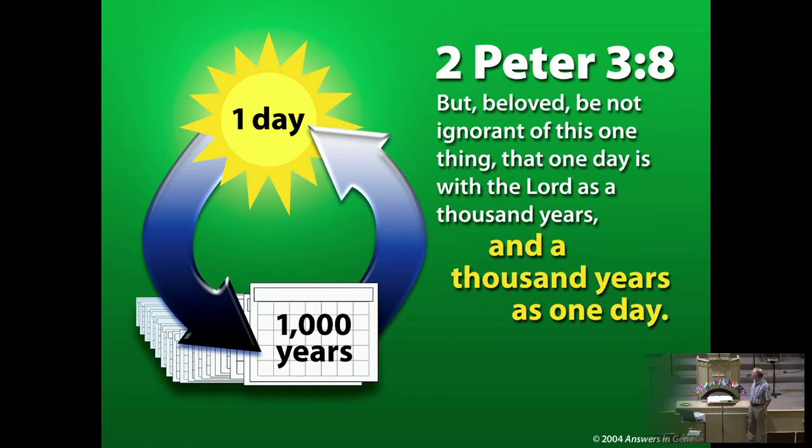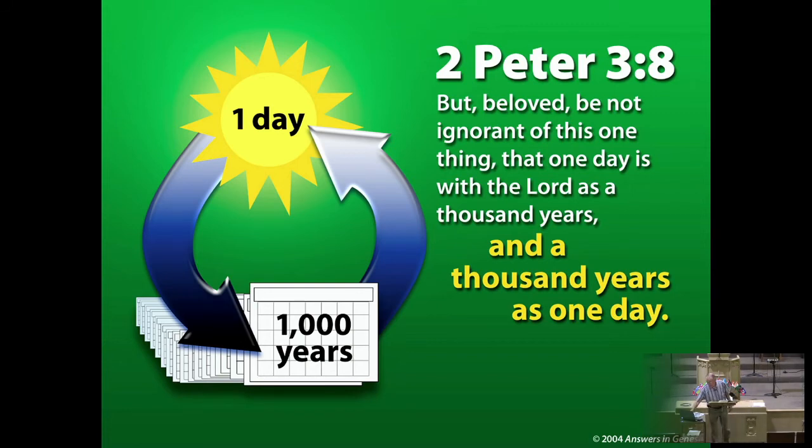But beloved, be not ignorant of this one thing, that one day with the Lord is as 1,000 years, and what? And 1,000 years is as one day. Why don't we do the same with the other? In other words, is Peter giving a definition of how long a day is? What is Peter saying there? Yeah, God is God. He is not limited to time. A day is as 1,000 years, and 1,000 years as a day. That doesn't matter to the Lord, right? That's all he's saying.